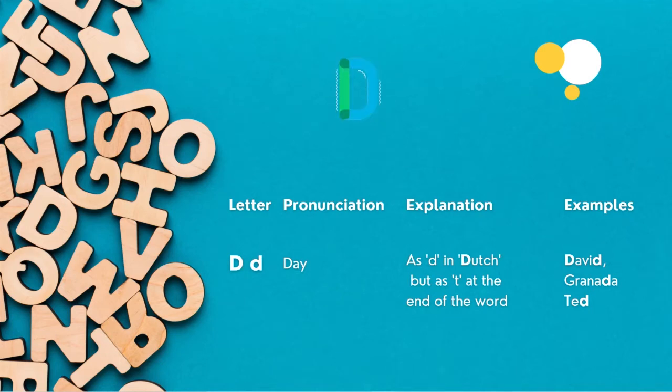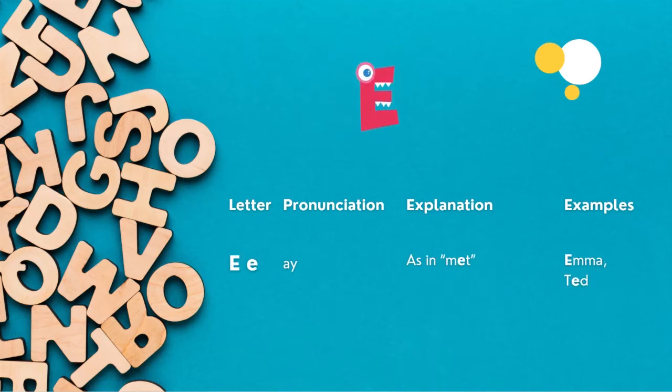For example, the word David. So you hear in the beginning I make a D and in the end I make a T sound. David. Then we have the word Granada and Ted. You see, it's a D in the end. So in English you would say Ted and in Dutch you would say Ted with a T sound. But remember, at the beginning of a word it is the D sound. So day. Repeat after me. Day. Okay, good. Then we go to the next letter and that's the E.